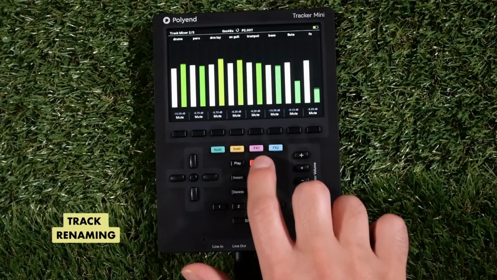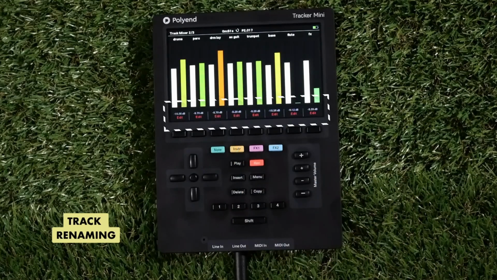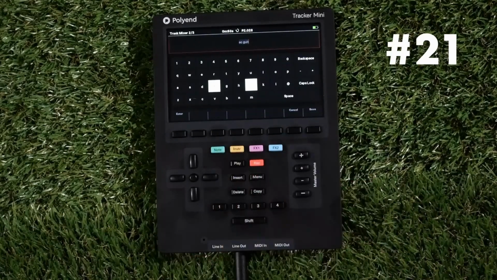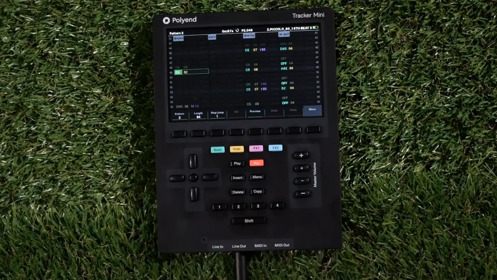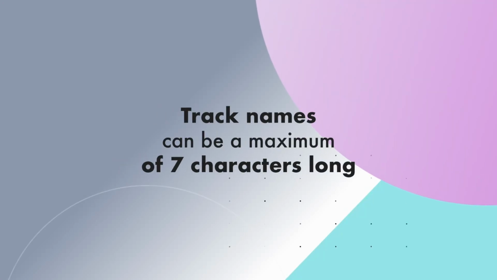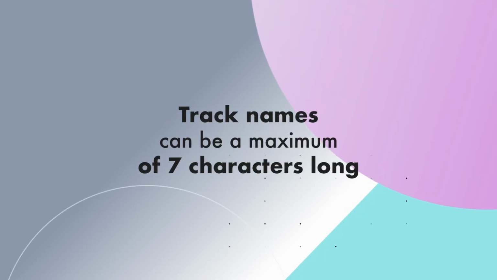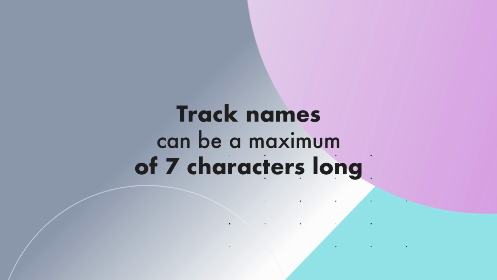Also in the mixer view, to change the track's name, click the record button to enter record mode. This will present you with red edit text underneath each track. Click the contextual screen button under the track you'd like to rename and use the keyboard that pops up. Track names can be a maximum of 7 characters long.